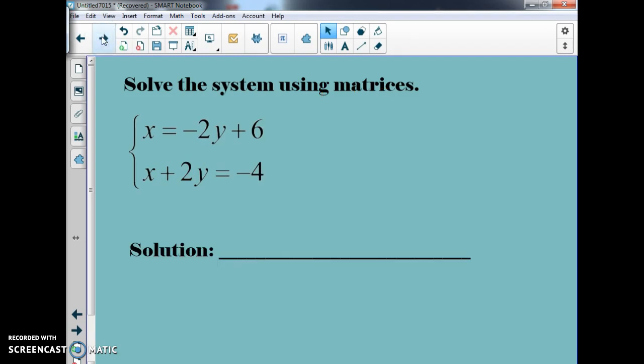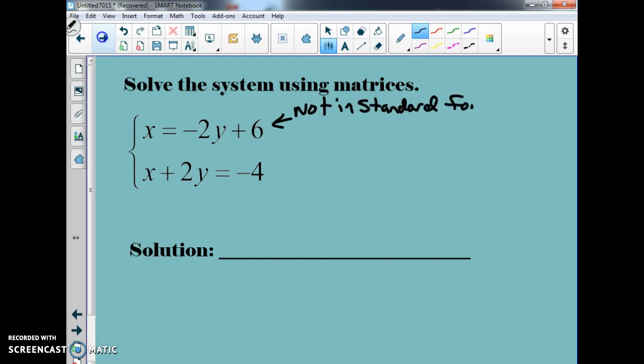In this one, we have x is equal to -2y plus 6, and x plus 2y is equal to -4. Notice, this is not in standard form. It has to be in standard form. So there are two options. I could go ahead and just solve this by substitution, which is a logical option, or I could actually solve this by matrices.